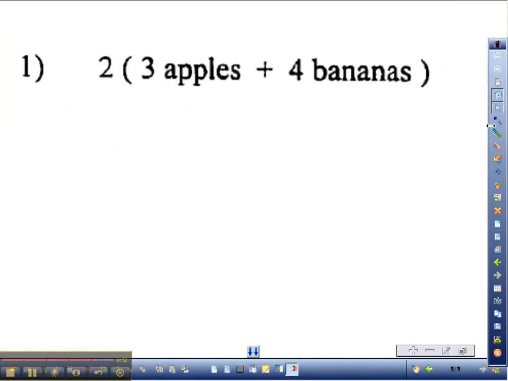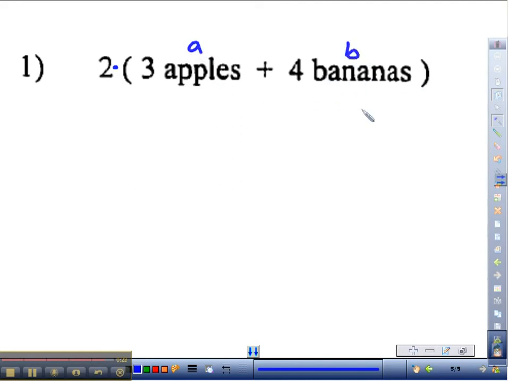I've got 2 times, in parentheses, I've got 3 apples and 4 bananas. In the parentheses, I'm going to show you what this means. And instead of writing out apples each time, I'm going to pick a variable to represent apples. I'm going to pick the letter A. And instead of writing bananas each time, I'm going to use the letter B.